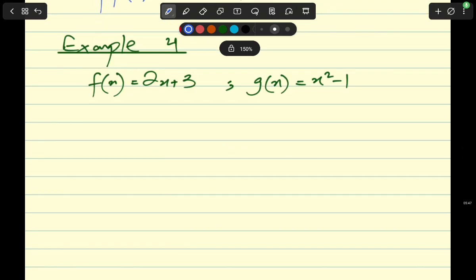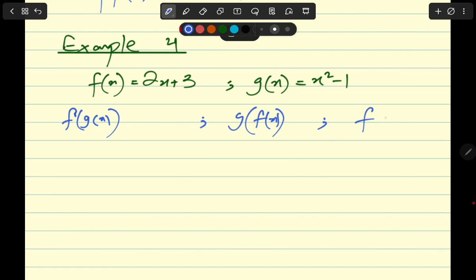Now I want you guys to pause the video and try to work through example number 4 and find out f of g(x), g of f(x), and f of f(x). Okay, now you can pause the video and I'll proceed to solve it.